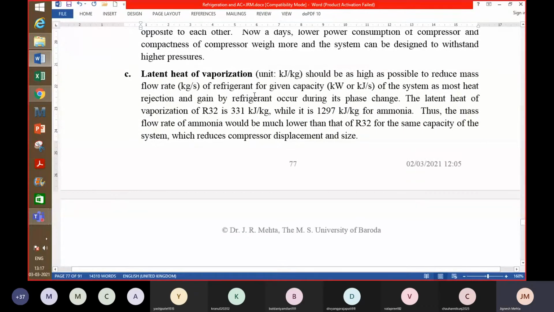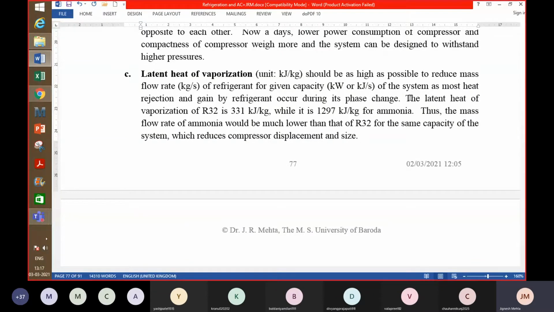Now, the third one is latent heat of vaporization. This should be as high as possible to reduce mass flow rate of refrigerant for given capacity of the system, as most heat rejection and gain by refrigerant occur during its phase change. So latent heat of vaporization, let's say for R32, it's 331 kilojoule per kg, while it is very high, 1297 kilojoule per kg for ammonia.